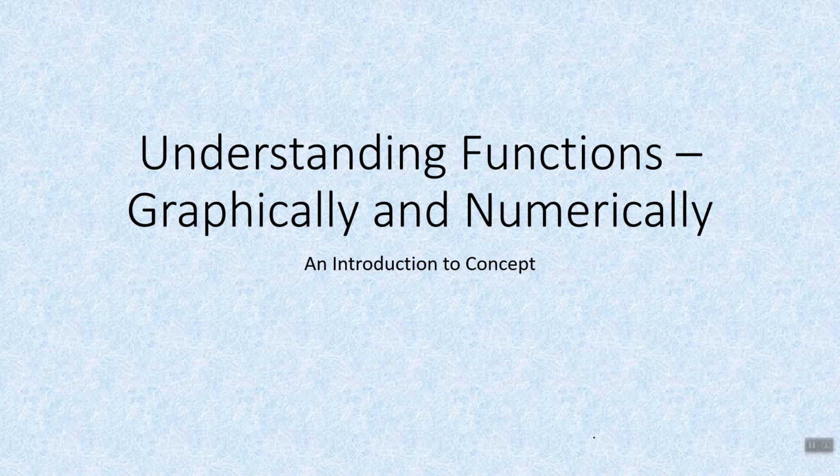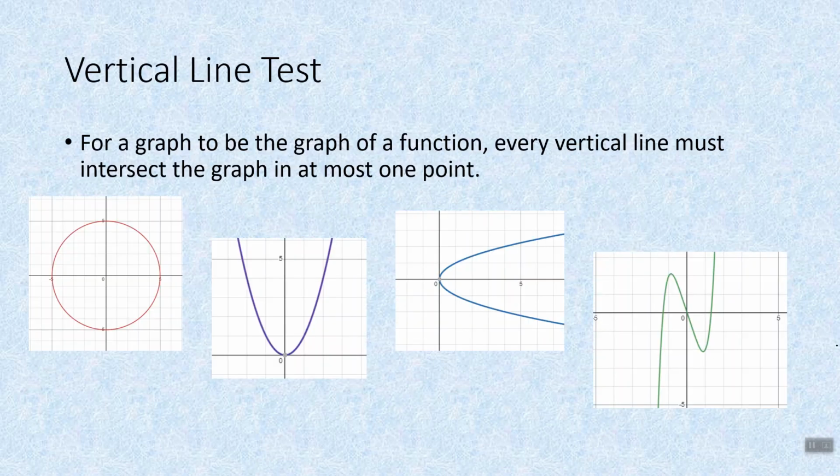Here's an introduction to a concept. So let's talk about the vertical line test first. For the graph to be a function, whatever a function is, every vertical line must intersect the graph in at most one point.